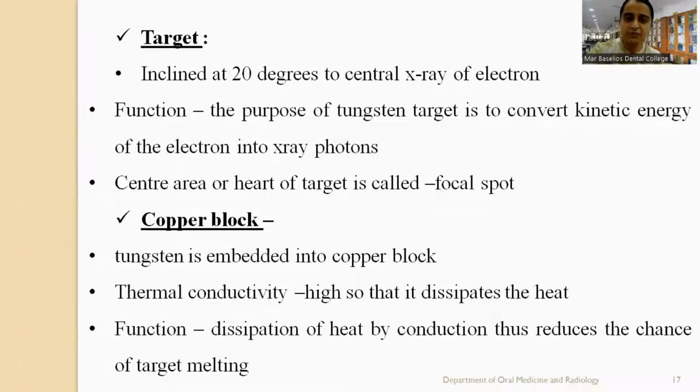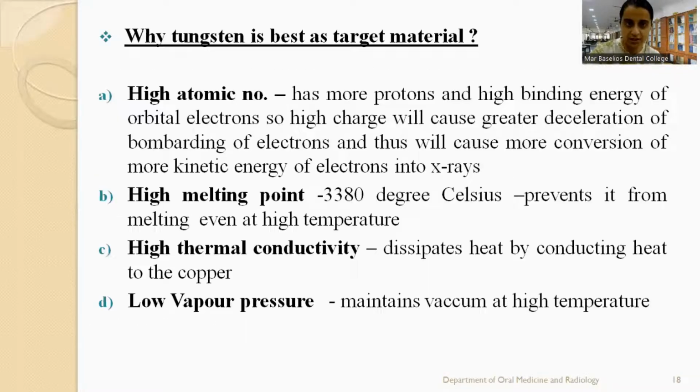The main function of this tungsten target is to convert the kinetic energy of the electrons into X-ray photons. The point at which the electrons hit the target, that is the center area or the heart of the target, is called the focal spot. Now, this target is embedded in a copper stem. Why? Because copper has a high thermal conductivity and it dissipates the heat, and it will reduce the chance of melting of the target.